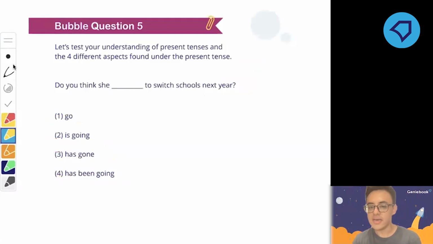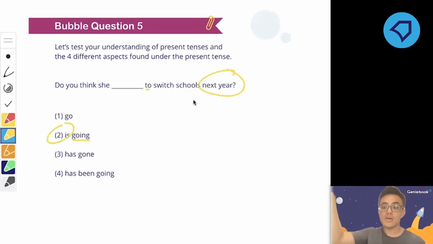Do you think she switch schools next year? Bubble question number 5 in 3, 2, 1. So if it's happening in the future, remember what I taught you, future tense are going to. So we keep it very simple. Next year, something that happens in the future. Do you think she is going to switch schools next year? Next year happens in the future. Has gone would already have happened. Has been going would already have happened and will continue in the future. So no. Go is a general present simple, but next year is future tense. So go is wrong.